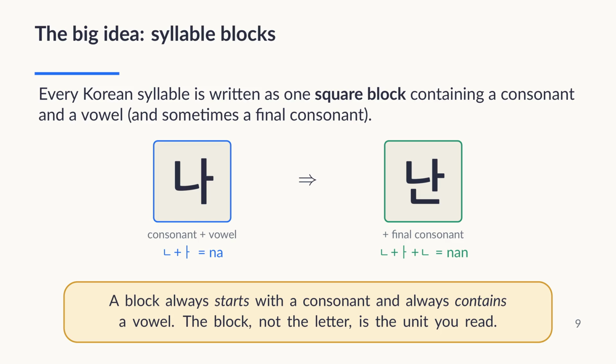2 rules never change. A block always starts with a consonant, and a block always contains a vowel. If a syllable begins with a vowel sound with no consonant, Korean still needs a consonant slot filled, and we will see the clever silent placeholder it uses for that later. For now, hold on to this. The thing you read is the block, not the individual letter. When you look at Korean text, your eye should jump from block to block, sounding out one syllable at a time.